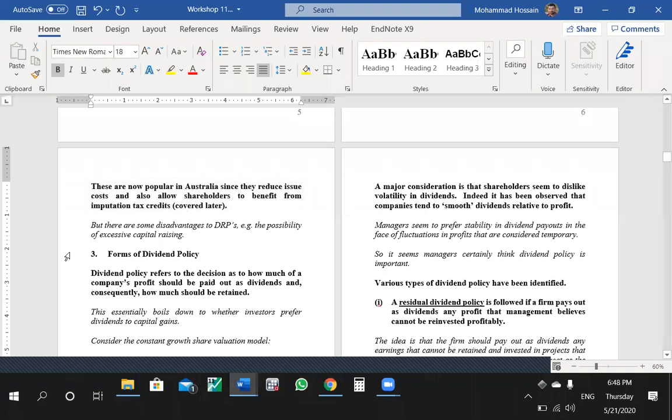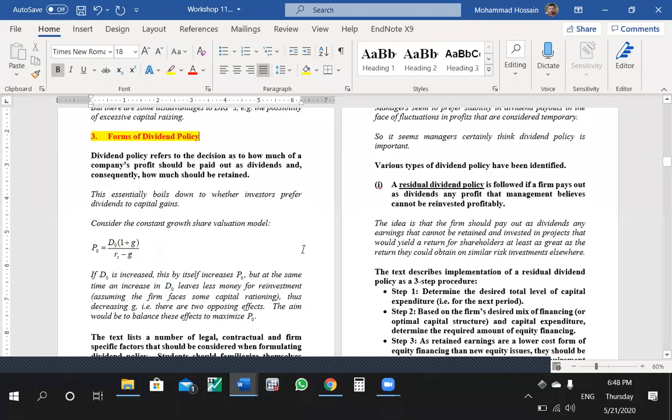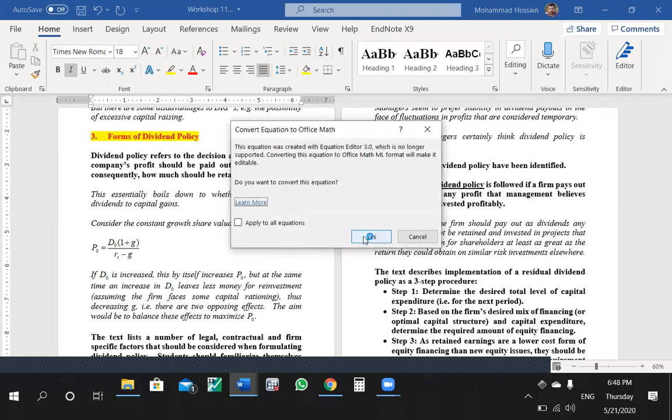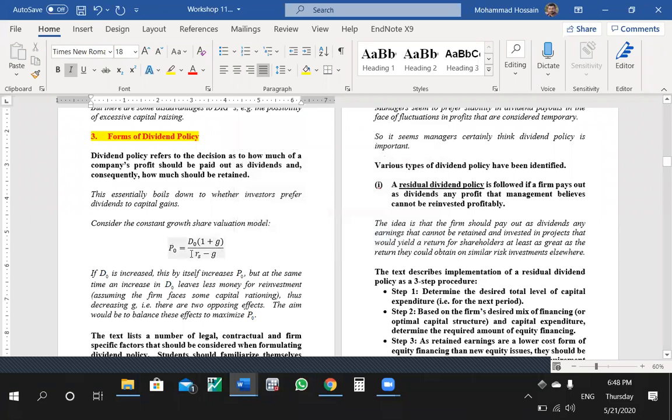Another one we're going to talk about now is forms of dividend policies. What are the different types of policies you have? So price of a share, we know this one. Price of a share is equal to this. So you can say at the same time that you can see here.